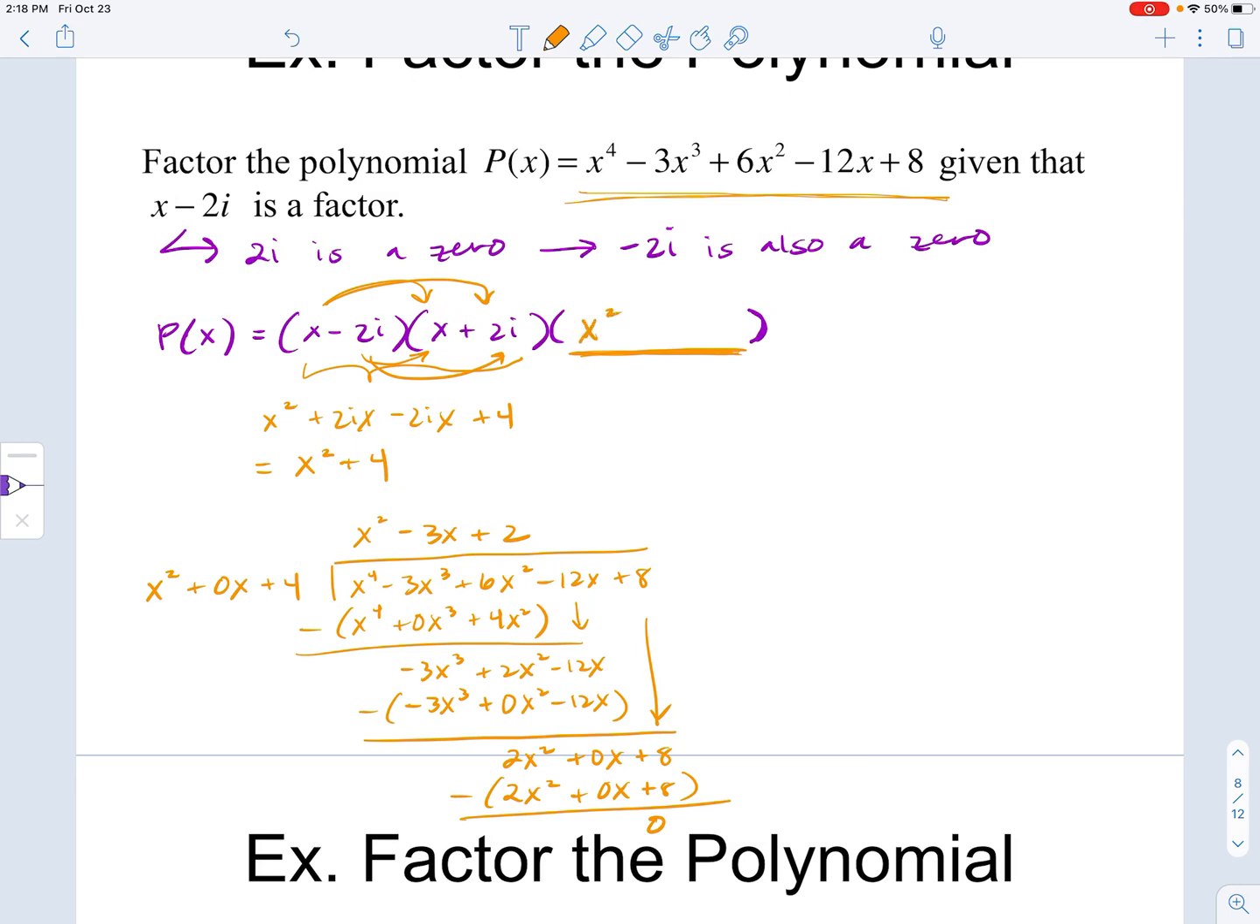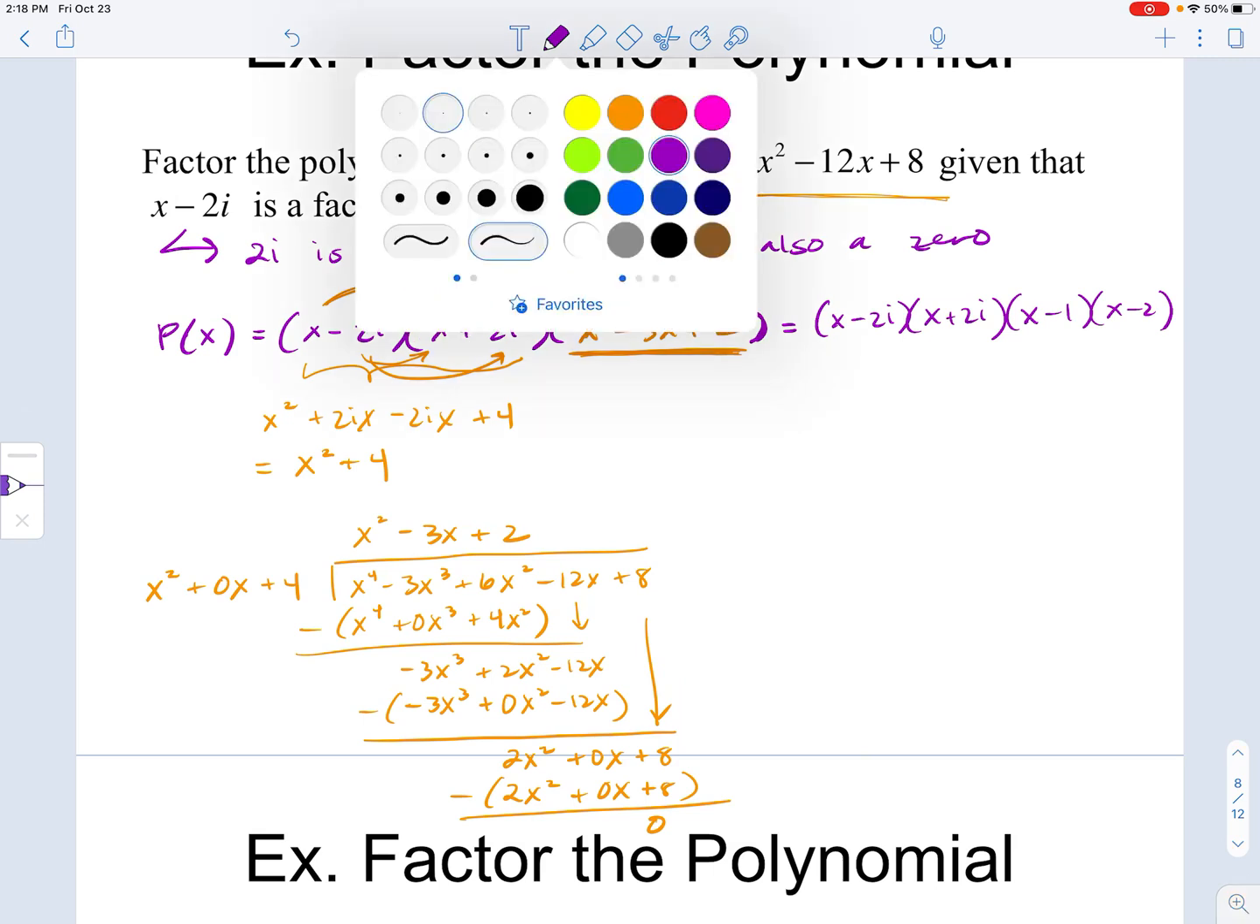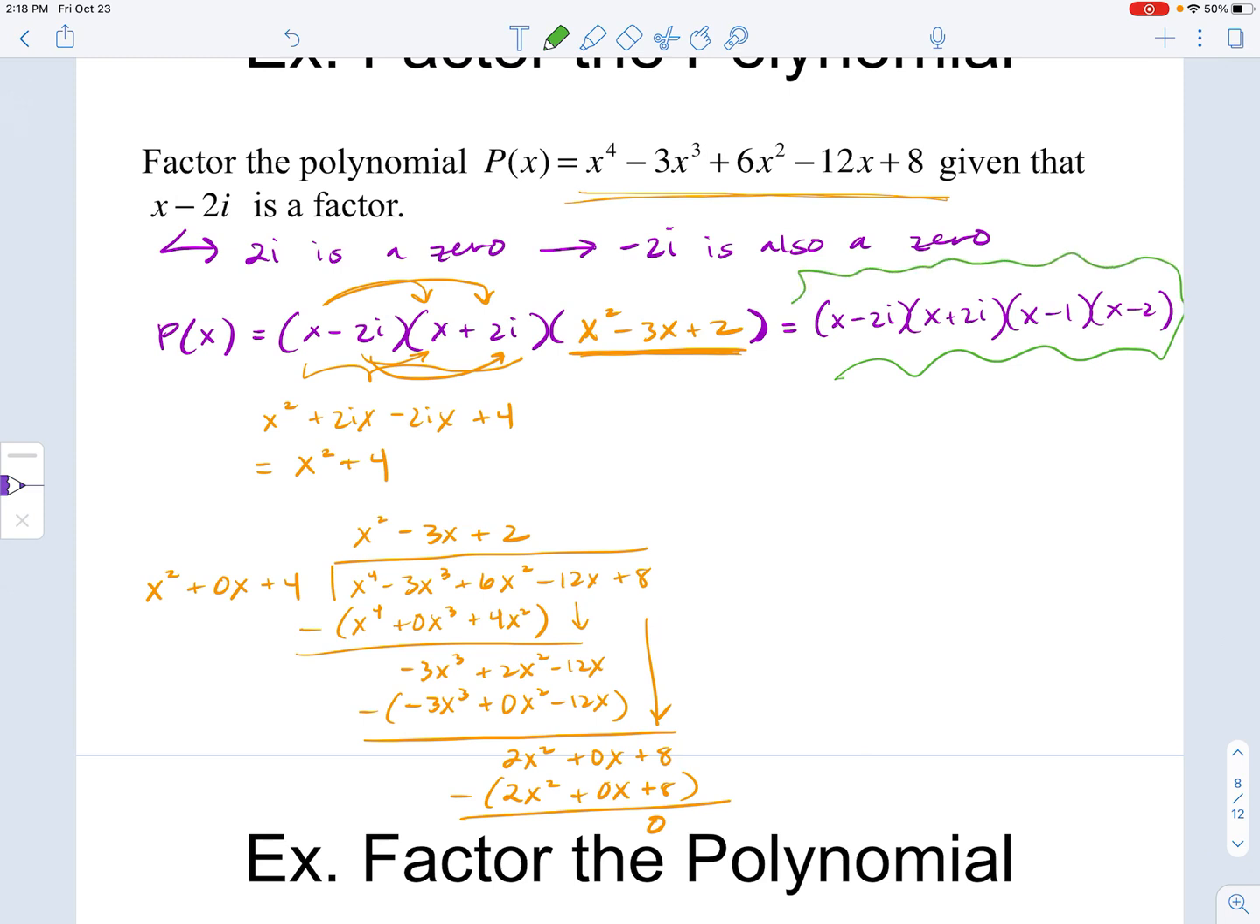Okay, so this last factor is x squared minus 3x plus 2. Which, oh, that is factorable. Lovely. Okay, so that factors. So p of x can be written as x minus 2i times x plus 2i times x minus 1 times x minus 2. Because x squared minus 3x plus 2 factors to be x minus 1 times x minus 2. So we have factored p of x as far as we can.